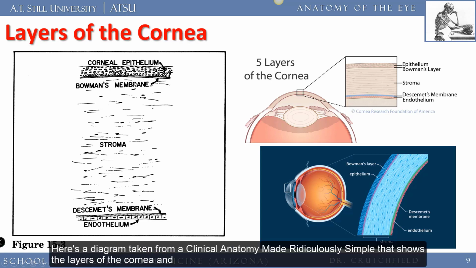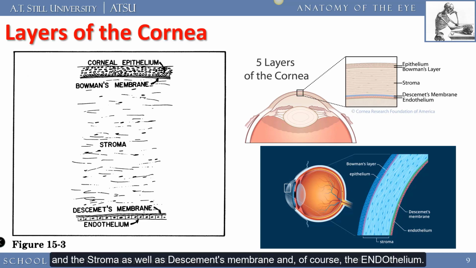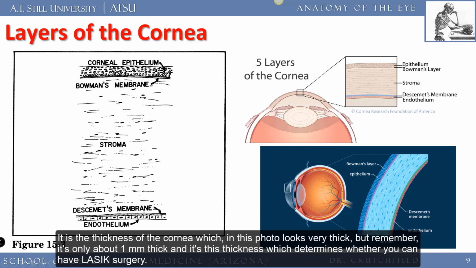Here's a diagram taken from Clinical Anatomy Made Ridiculously Simple. This shows the layers of the cornea. It demonstrates the corneal epithelium directly underneath Bowman's membrane, and the stroma, as well as Descemet's membrane, and of course the endothelium. It is the thickness of this cornea, which in this photo looks very thick, but remember it's only about 1 millimeter thick, and it's this thickness which determines whether you can have LASIK surgery.